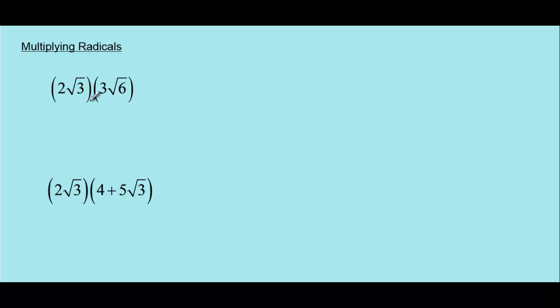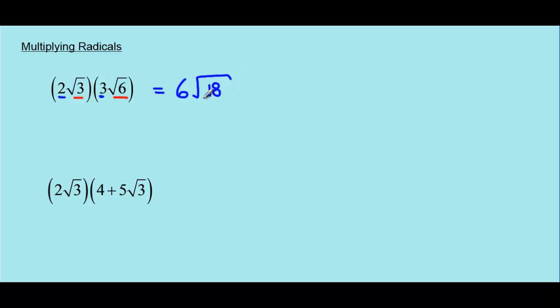So 2 root 3 multiplied to 3 root 6, well, the coefficient 2 is going to multiply with the coefficient 3, and the radical number root 3 is going to multiply with the radical number root 6. So we end up here with 2 times 3 is 6, root 3 times root 6. Remember, the rule here is when we multiply radical numbers, you can just get one radical number where you multiply the radicands, or the number underneath the square root sign. So 3 times 6 is 18.